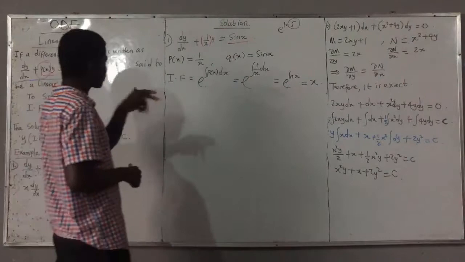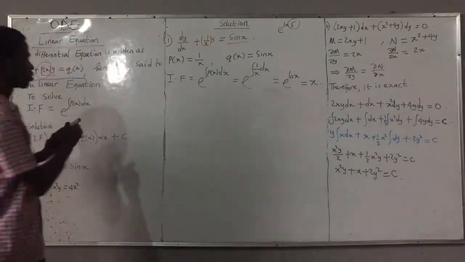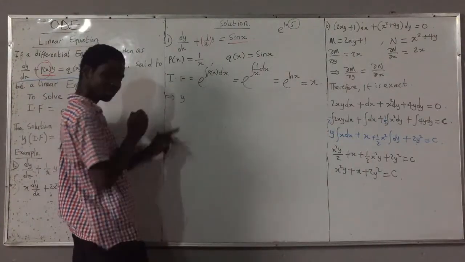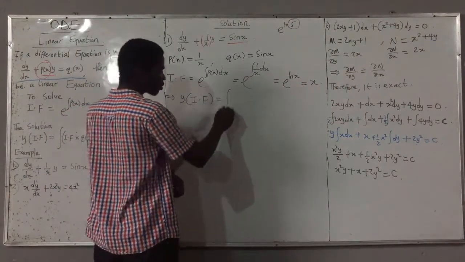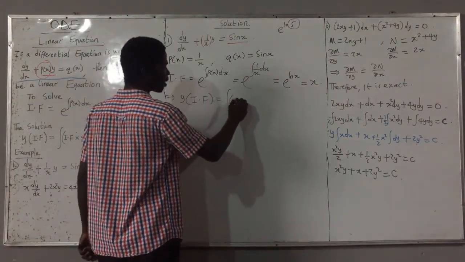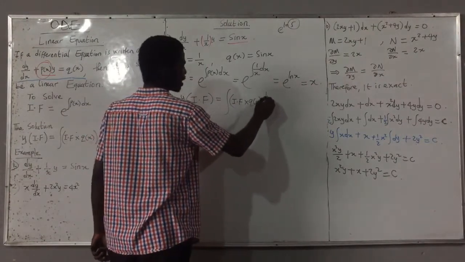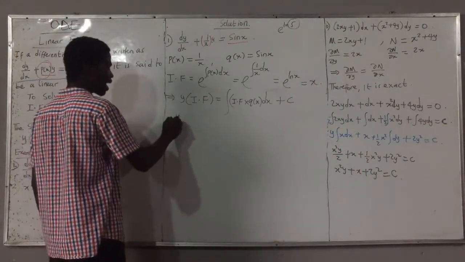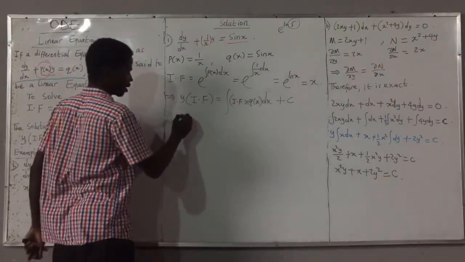Now the next thing is the solution. I said that the solution is y multiplied by the integrating factor is equal to the integral of the integrating factor times q of x dx plus c. Right? So what is y multiplied by the integrating factor? x.